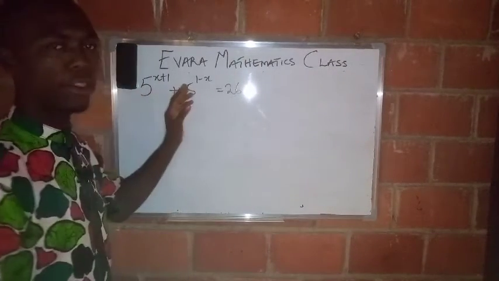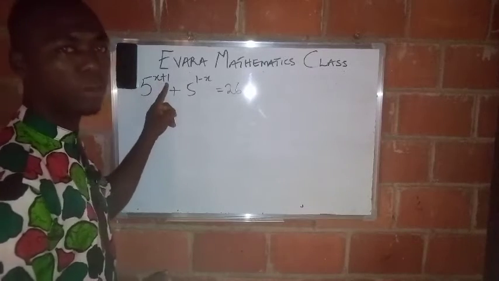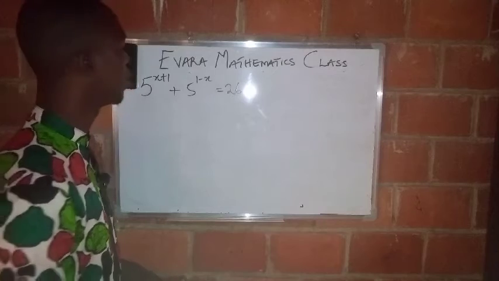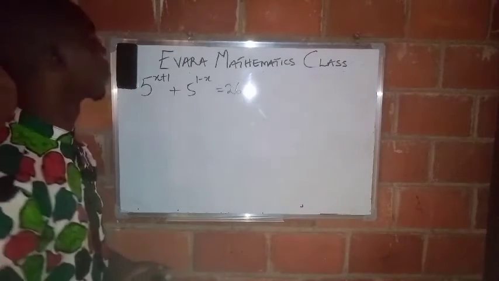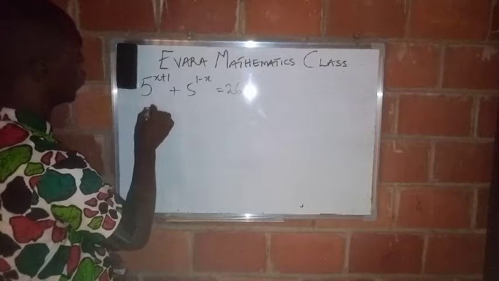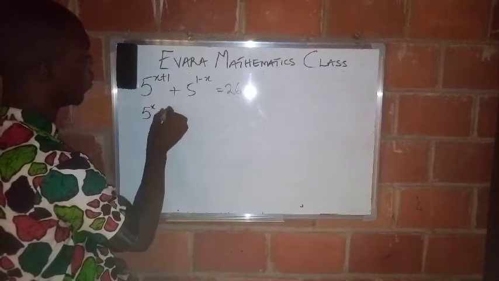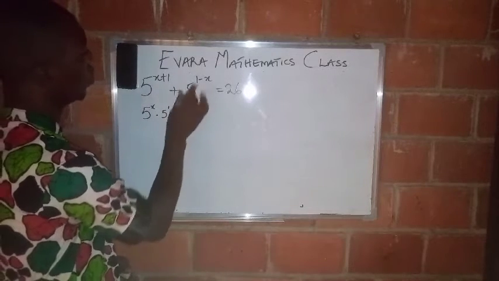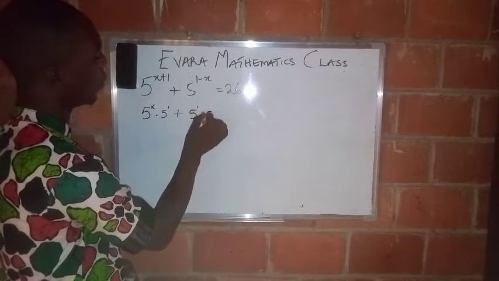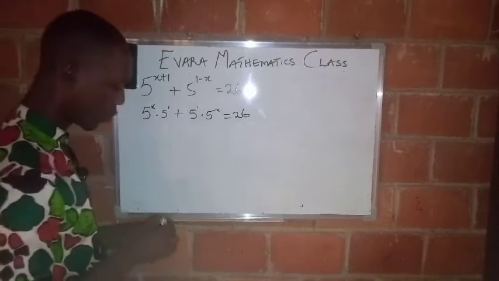We have an exponential equation to solve: 5 raised to the power x plus 1 plus 5 raised to the power 1 minus x equals 26. So we are going to break this into two. 5 raised to the power x multiplied by 5 raised to the power 1, plus 5 raised to the power 1 multiplied by 5 raised to the power minus x, equals 26.